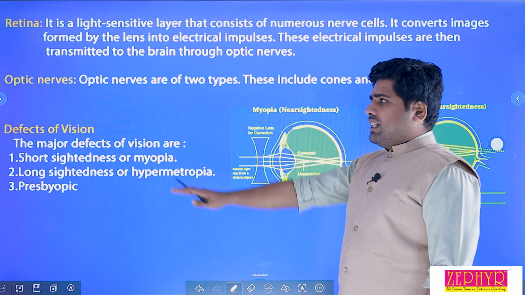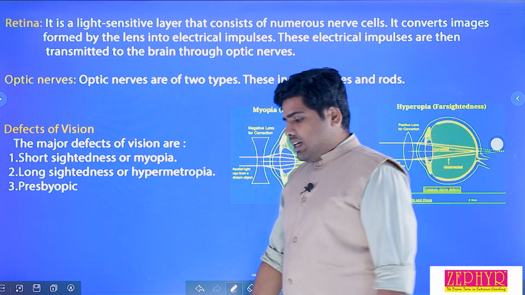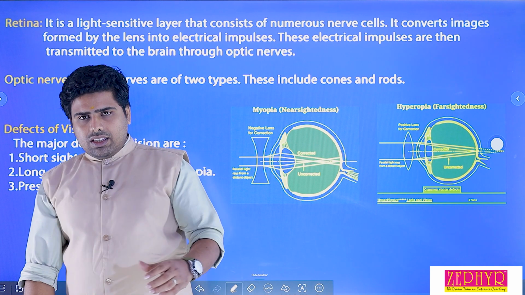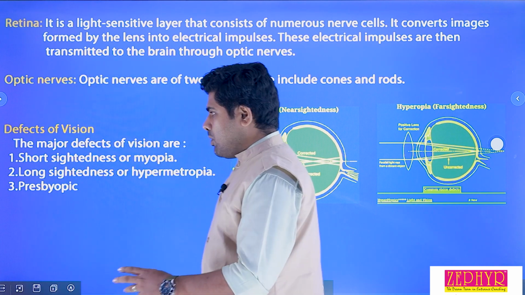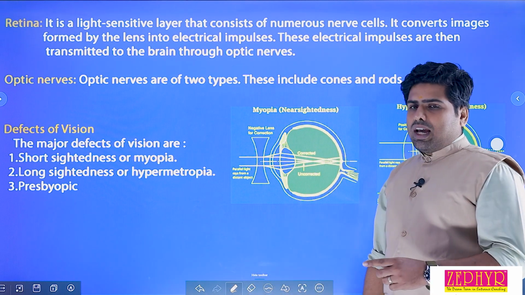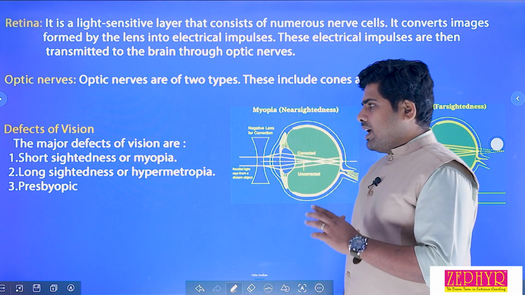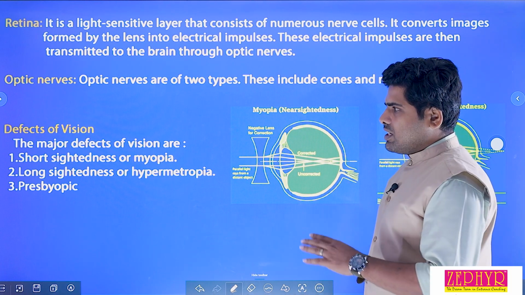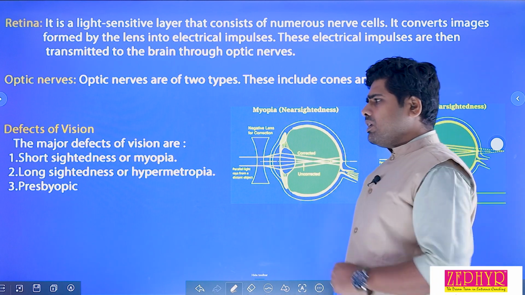Then the defects of vision. This is another topic included in the chapter human eye and colorful world. There are three important defects. One is short sightedness or myopia, second is long sightedness or hypermetropia, and third is presbyopia. These three are the important defects related to the human eye.